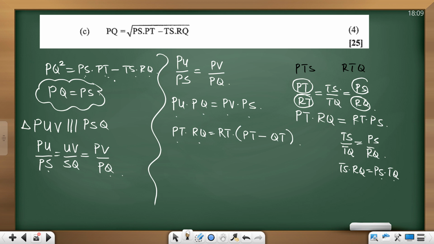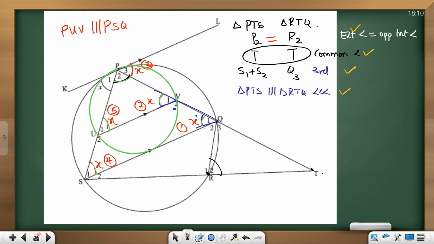No. All right. PS is what? Minus QT. That's going to give me a QT squared. I need to get either PQ squared or PS squared. Oh, okay. I love this challenge here, though. TS and RQ. I have my RQ there. PT and QT. But I don't know.